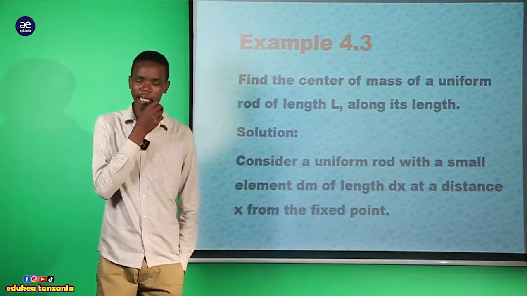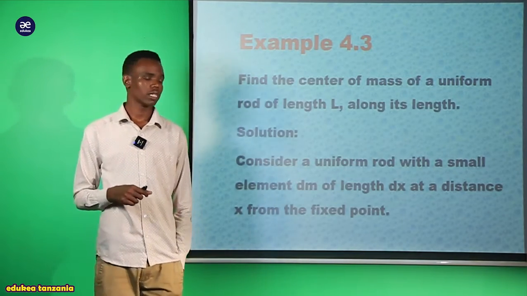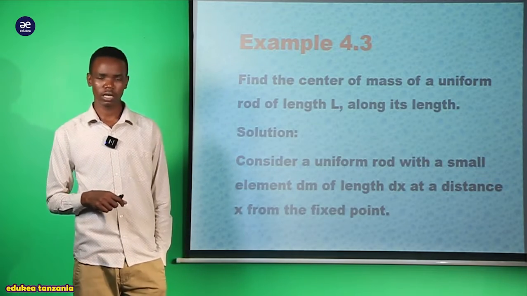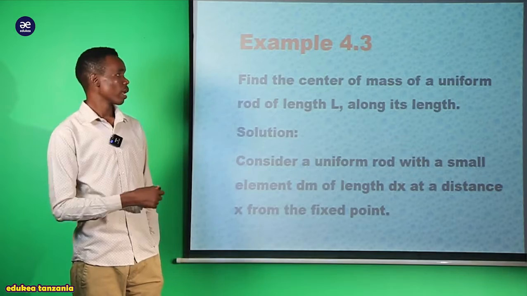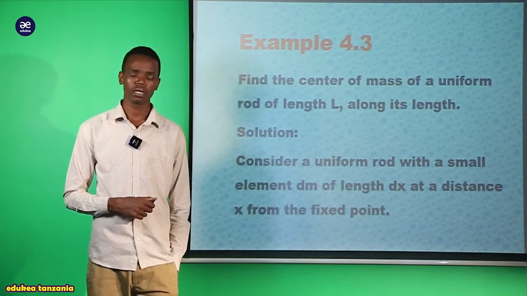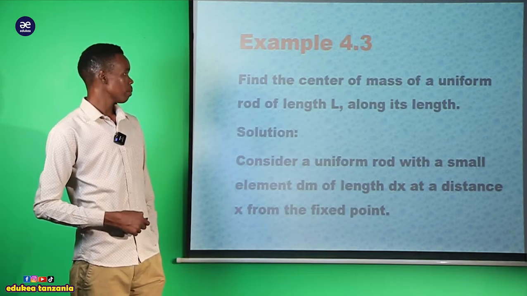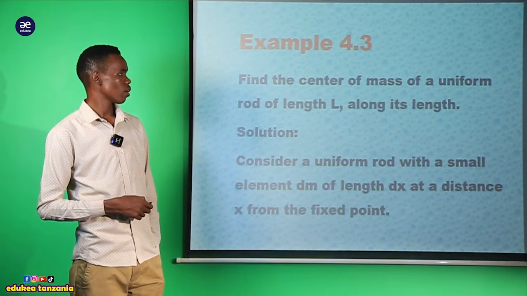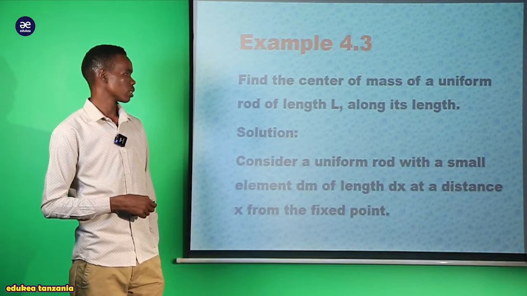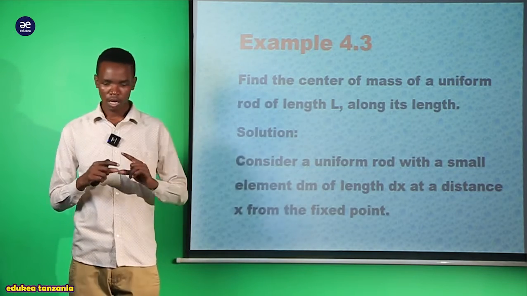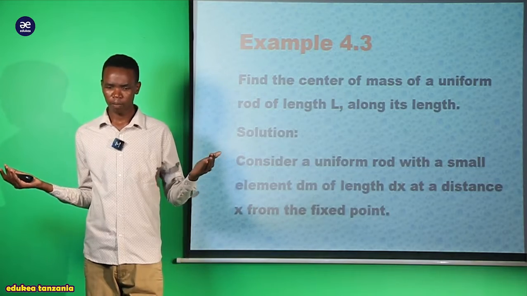So after there, let us go and look at the example. Let us see the example of what we tried to see in this session. We have our example number 4.3 related to what we tried to see. Our example says: find the center of mass of the uniform load of length L along its length. Here we have the load. The load is like a ruler.